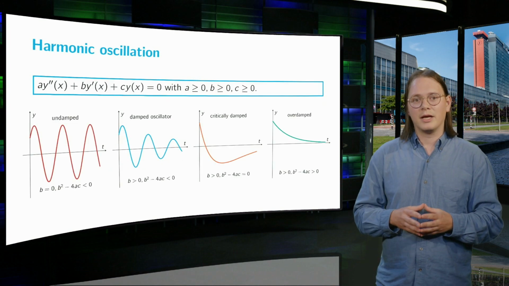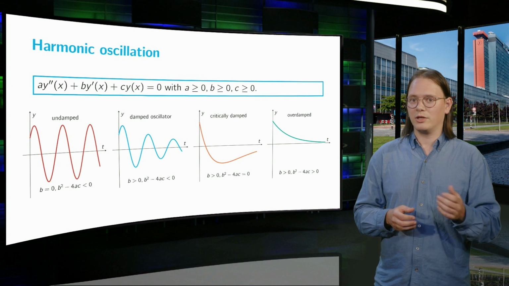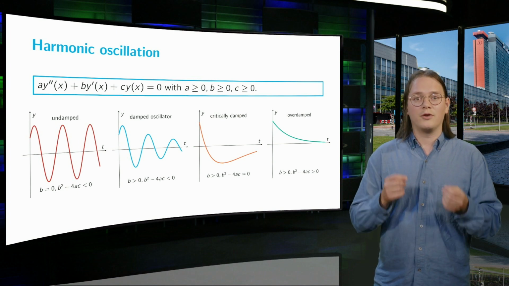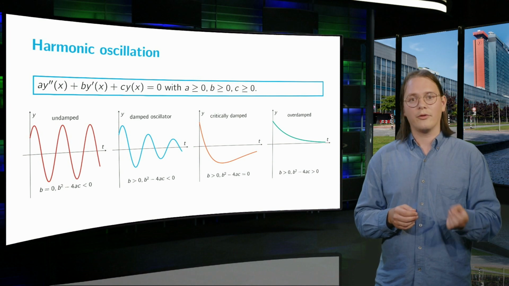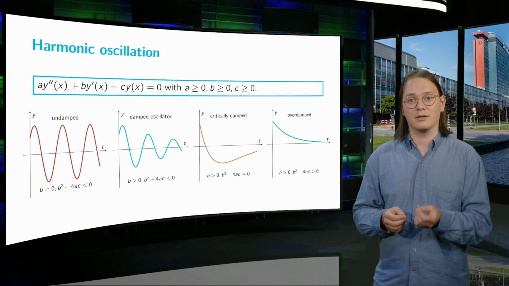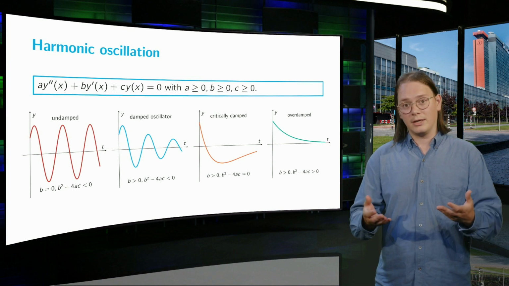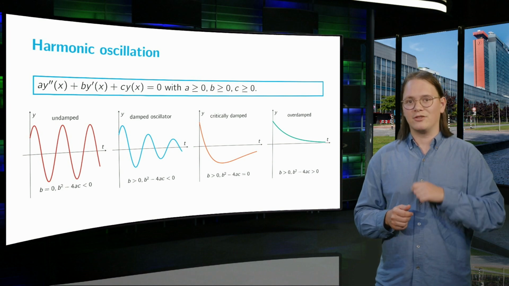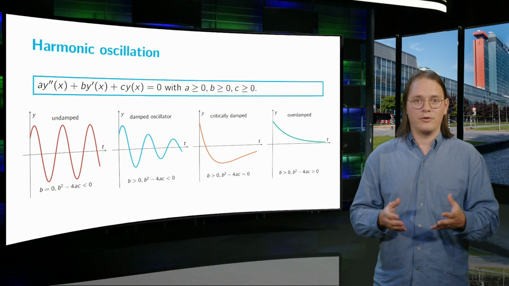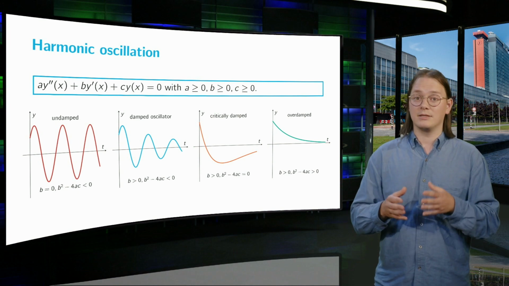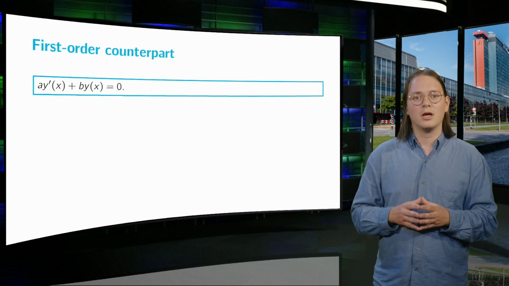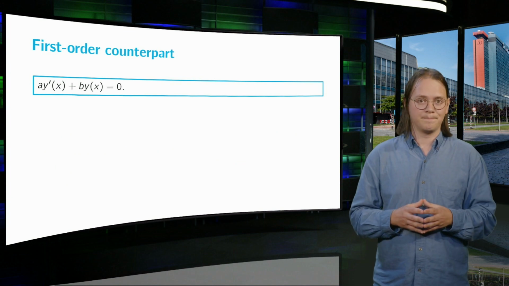To give you an idea, here you see some graphs of the possible solutions of this differential equation whenever a, b, and c are greater than or equal to 0. In the first case, we have that b is equal to 0, which corresponds to the undamped harmonic oscillation. The other three graphs all correspond to the case where b is bigger than 0 and are called the damped, the critically damped, and the overdamped harmonic oscillators, respectively. We will see that the shape of the solution is determined by whether the quantity b squared minus 4ac is negative, 0, or positive.